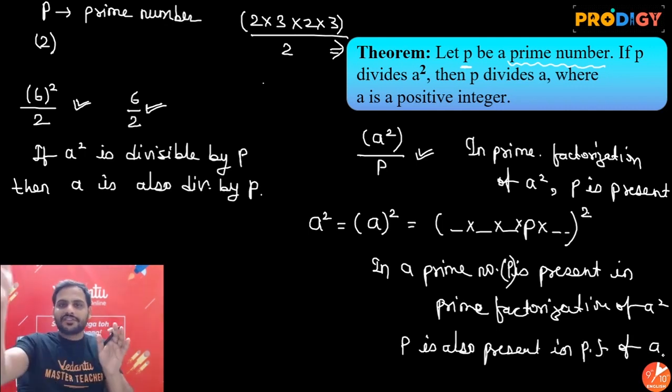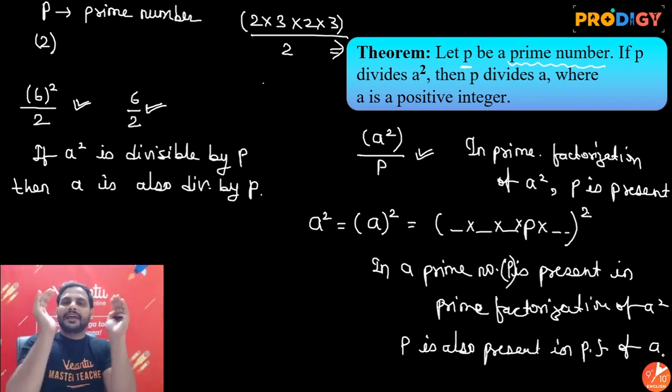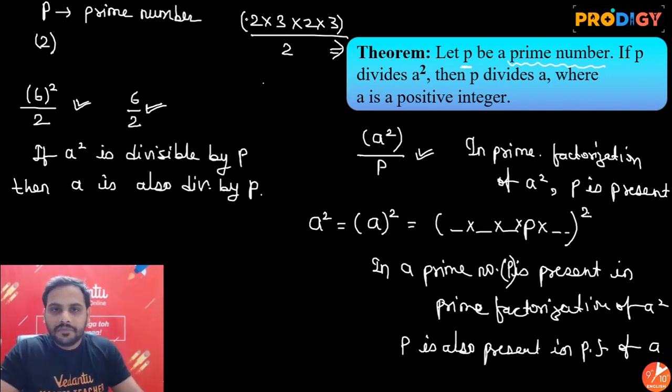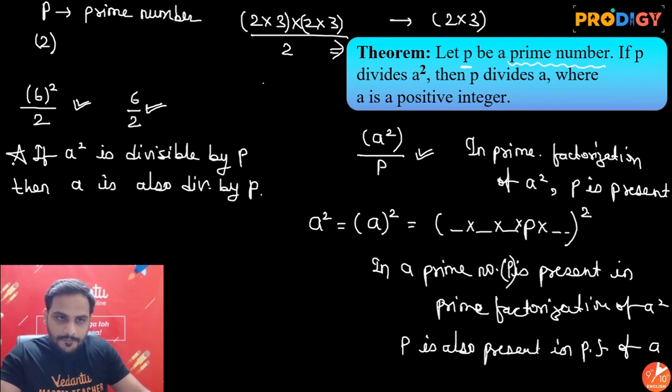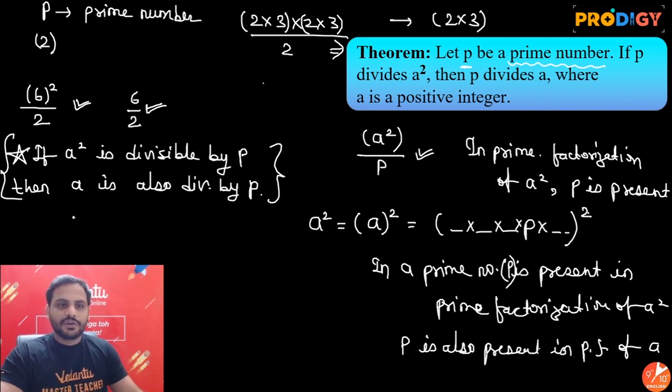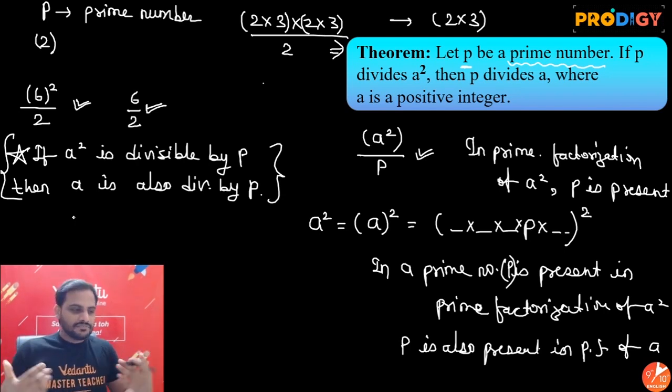Obviously, because a square is nothing but writing the prime factorization of a two times. 6 square's prime factorization is 2 into 3 into 2 into 3, that is 6 into 6. So if 2 is present in the prime factorization of 6 square, 2 is also present in the prime factorization of 6. That is why if a square is divisible by p, a is also divisible by p. This result we need to remember. No one is going to ask you the proof. It is a very generic proof. We can understand this in a theoretical way also.